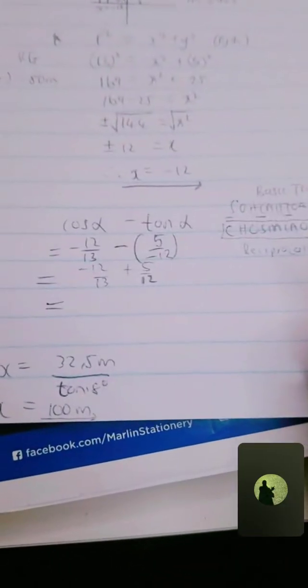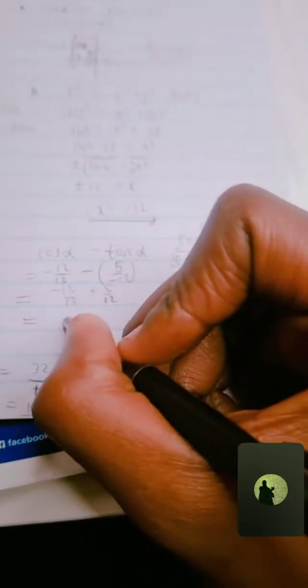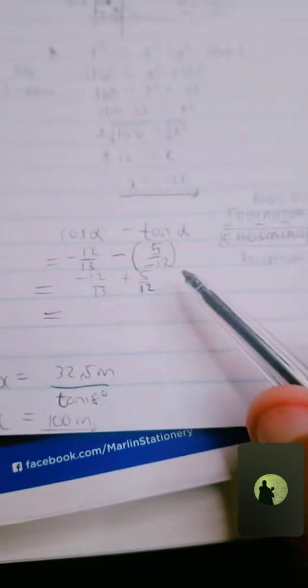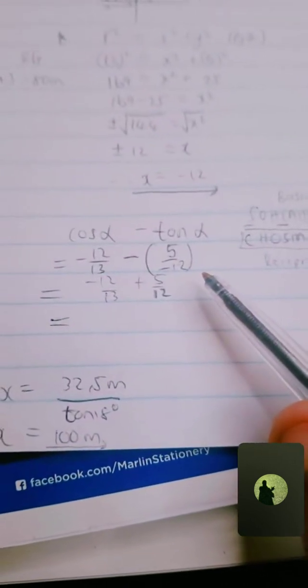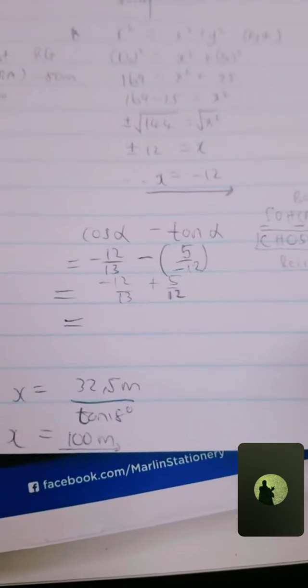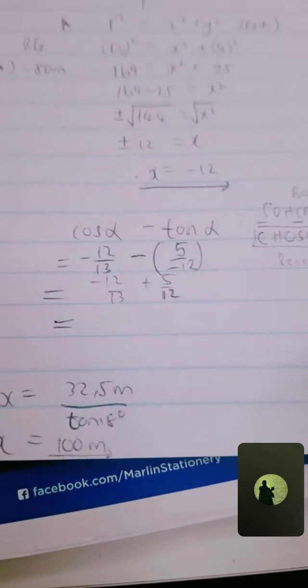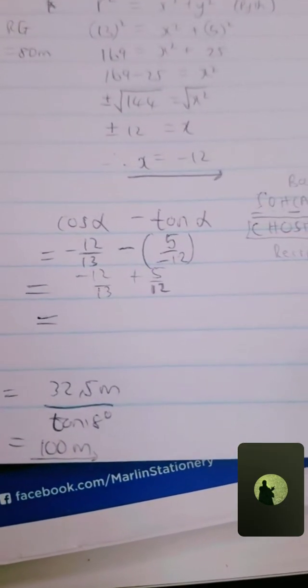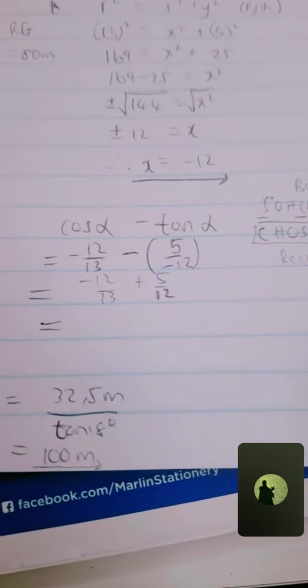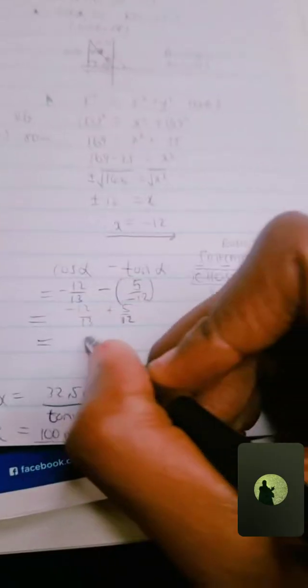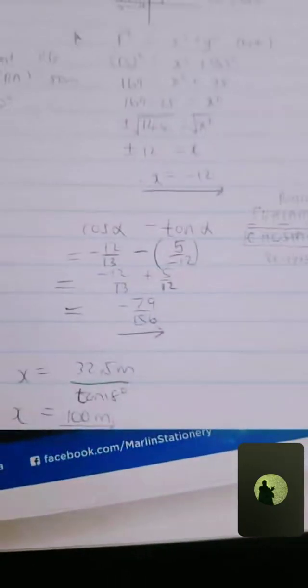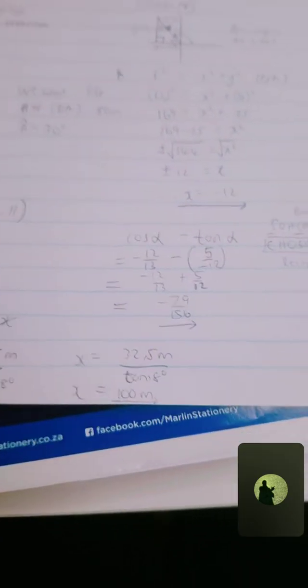So what do you get? Wait, let me see. Negative 12 over 13 plus 5 over 12. Oh, plus. It's negative 79 over 156. Thank you. Job done.